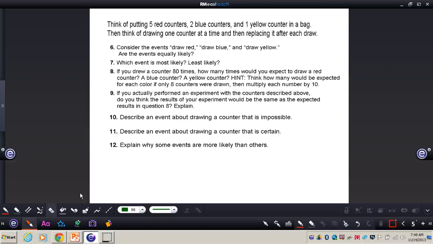Now explain why some events are more likely than others. Well, we could say for number 12, events that have more favorable outcomes among the possible outcomes are more likely to occur. Okay, for example, just think about it. The greater the amount of counters, the more likely the event will happen. The less amount of counters you have, the less likely the event will happen.